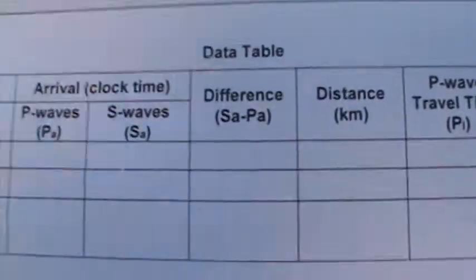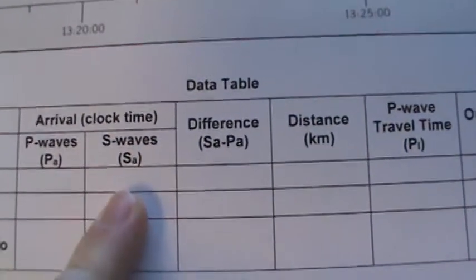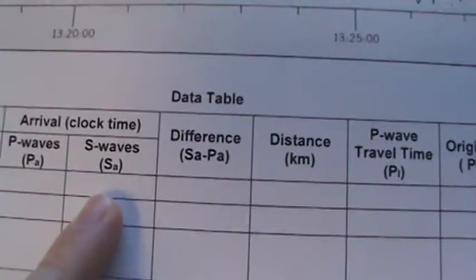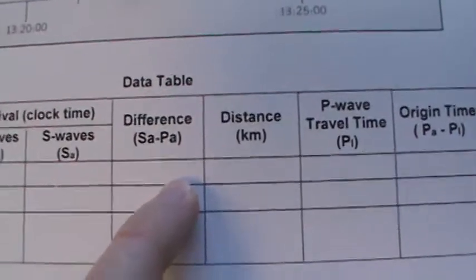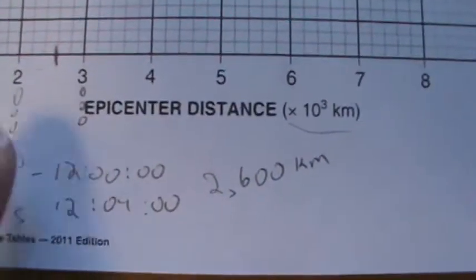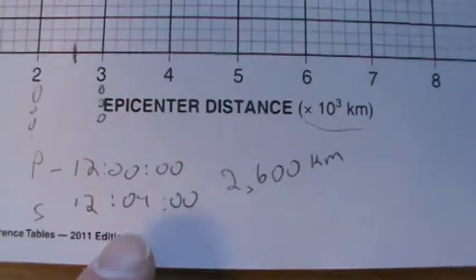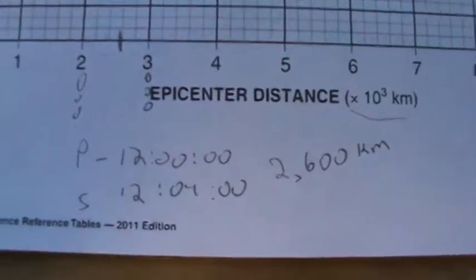When you did these two, you got those two off of the chart there. You figured out a difference. Doing math with time can be a little bit of a pain, but we've got to be able to figure it out. You use that to get a distance, so we did it over here. There's your P, your S, a difference of 4 minutes, giving us a distance of 2,600 kilometers.